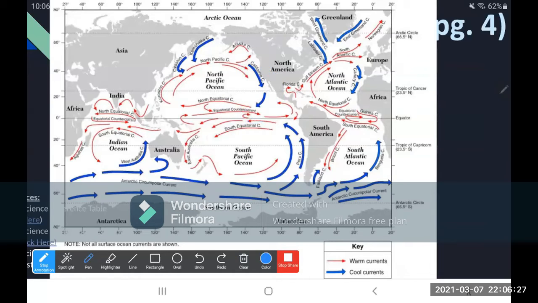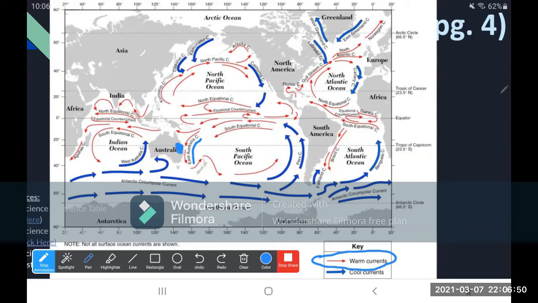Let's take a look at another example. Let's take a look at Australia, the continent of Australia. All right. And east is going to be here on the right side. How is the eastern coast of Australia going to be affected by the ocean currents next to it? Let's take a look right here. East Australia current. What kind of current is it? It is a warm current.